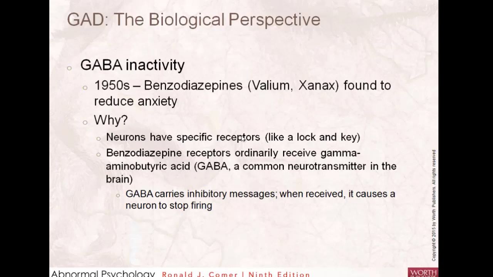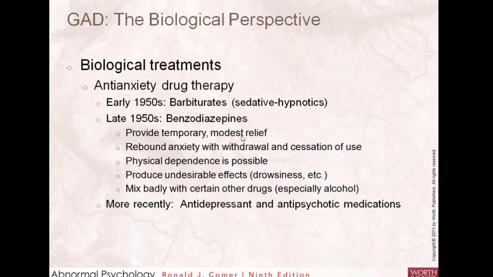Some of them work much more, maybe they're more potent, so you have a more powerful effect. Some of them last a little bit longer than others, but basically all of them slow down that neuronal firing to kind of force your brain to slow down. Now, when we're talking about drugs to treat anxiety, and especially here, generalized anxiety, we started off with barbiturates.